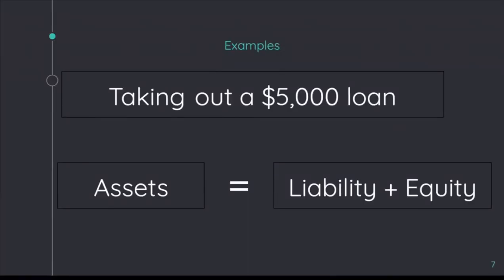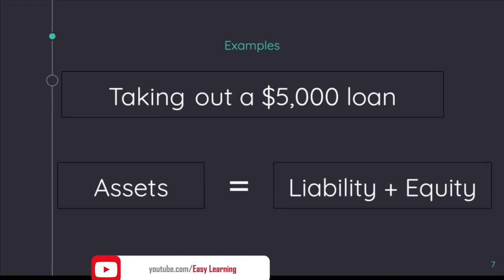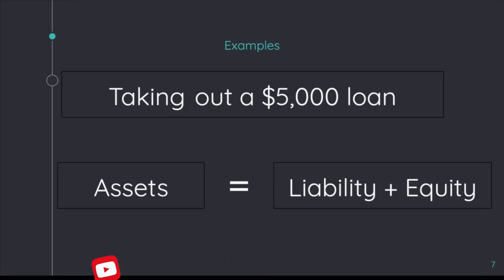So now let's take a look at another example. Let's say I own a newly started e-commerce business. In order to gain capital or money for the business, I ask a friend for a loan of $5,000. How would this transaction look in terms of the accounting equation?